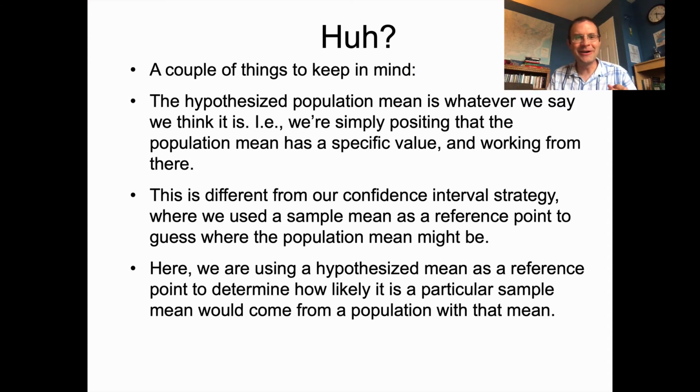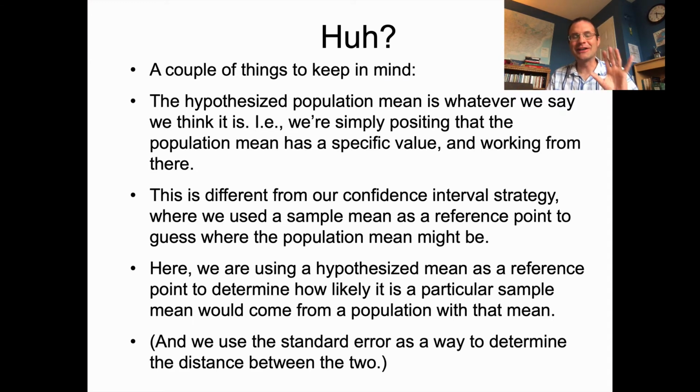So I'll walk you through the process, and one of the things we have to do on top of that is use the standard error as a way to determine the distance between the two, the sample mean and the hypothesized mean. But we're just putting the hypothesized mean out there, like, oh, it might be 100. And then we get some actual data, and then we see how it compares. And the further away those two are from each other, the less likely the sample mean is to have come from a population with that hypothesized mean. That's the basic idea.